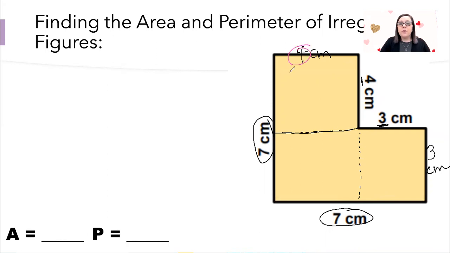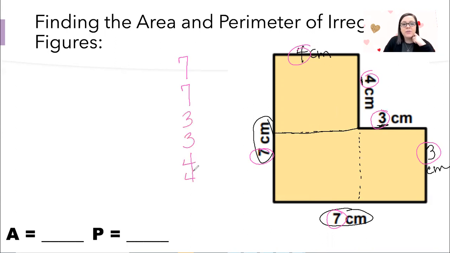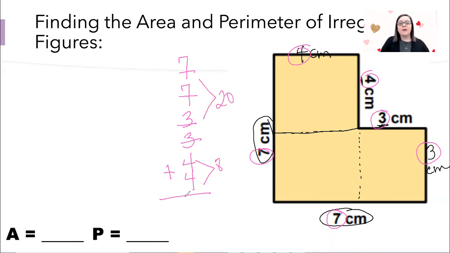All right, so we've got 4, 7, 7, 3, 3, and 4. And remember, for perimeter, I have to add all of those together. So let's see, we've got 7 and 7, 3 and 3, and 4 and 4. I'm going to add those together. I know that 7 and 3 is 10, so I'm going to do that 2 times and get 20. Very good. And then 4 plus 4 is 8. So I've got 20 up here, 8 down here. That tells me I have a total of 28. What's my unit? Very good. It is centimeters. Excellent. Okay.